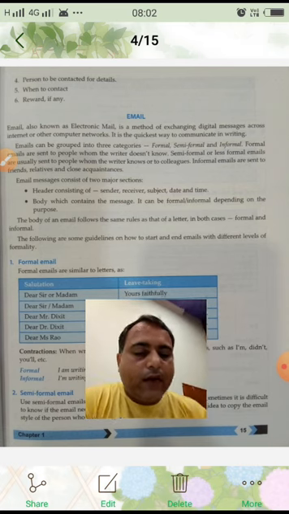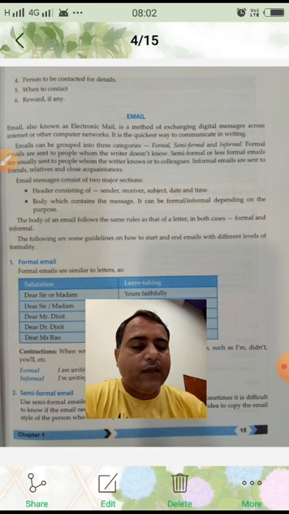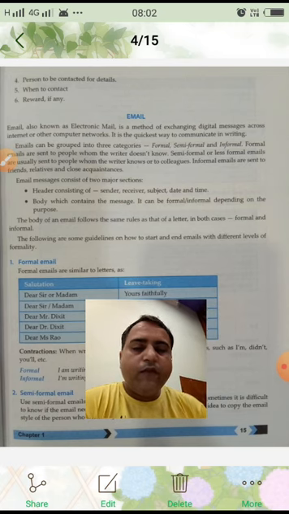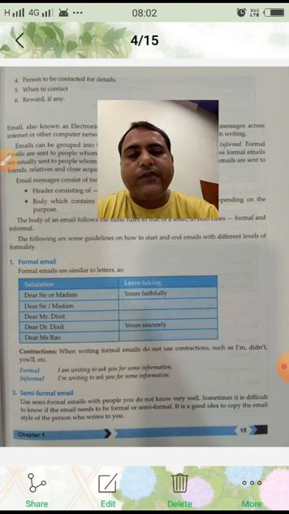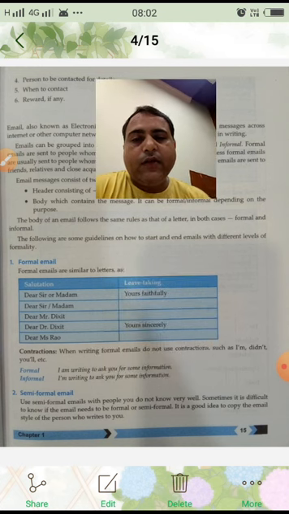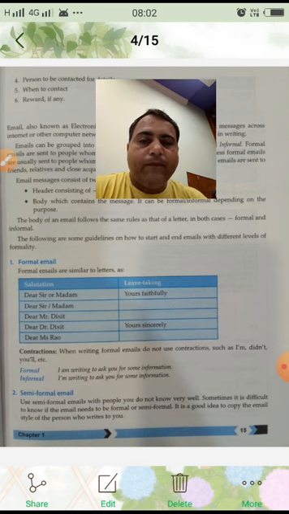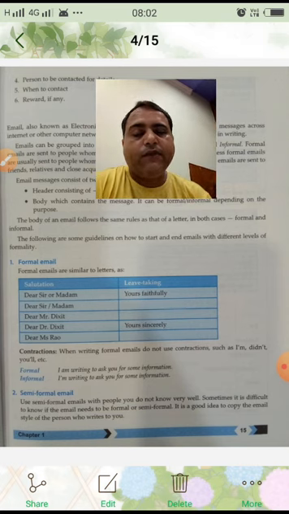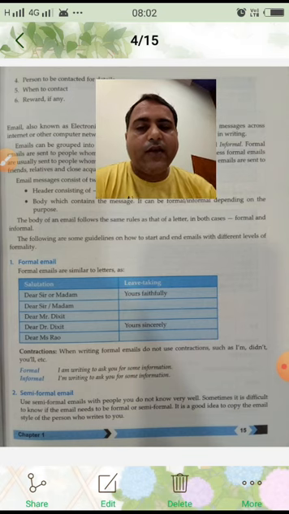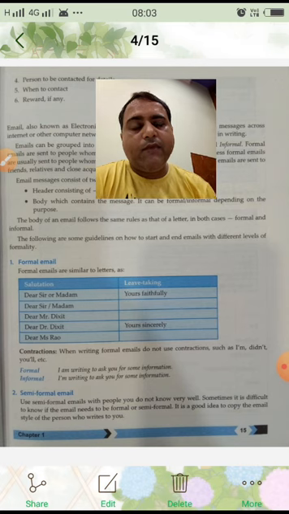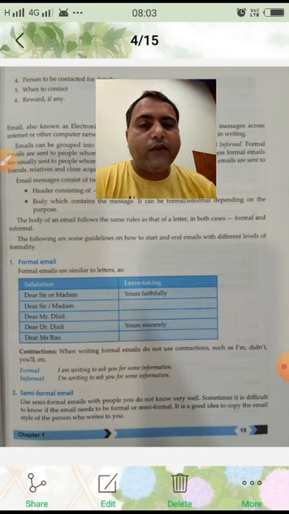Now the following are some guidelines on how to start and end emails with different levels of formality. First is the formal email. You can see that in this block, point number 1, formal emails are similar to letters, as in dear sir or madam. That is, salutation is given, what we have to write in the salutation. So in the salutation we have to write dear sir or madam. Keep in mind that you have to write the full spelling of madam. You can't write it in short, dear ma'am, that will be wrong.